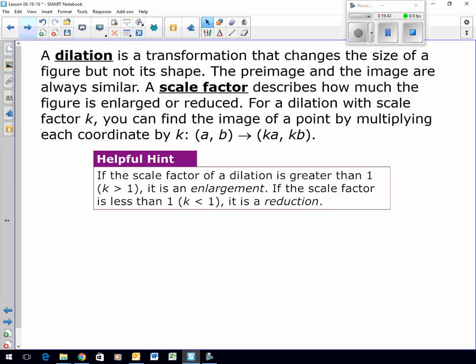All right? So, trick question. What if I have a scale factor of 1? Does my image get bigger or smaller? That's why it's a trick question. It stays the same. What if I multiply 6 times 1? What do I get? 0 times 1.